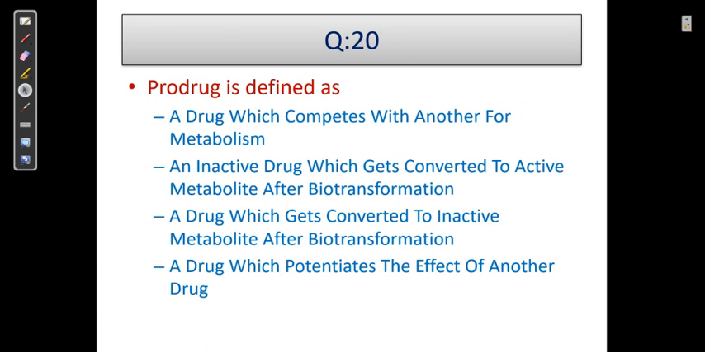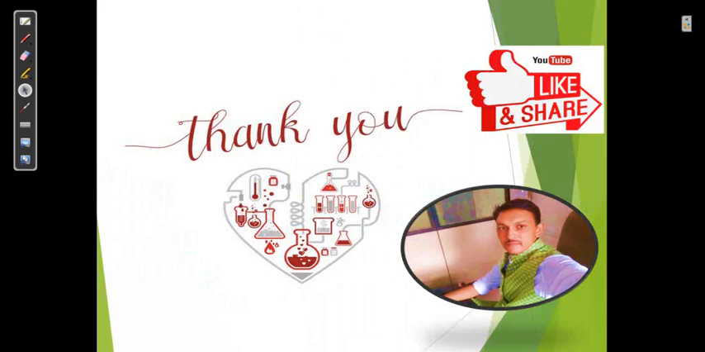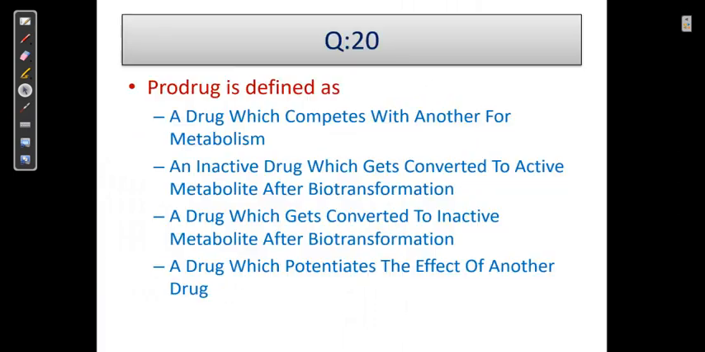Prodrug is defined as a drug which competes with another for metabolism, an inactive drug which gets converted to active metabolites after biotransformation, a drug which gets converted to inactive metabolites after biotransformation, a drug which potentiates the effect of another drug. So the correct one is an inactive drug which gets converted to the active metabolites after biotransformation. So the correct answer is B.